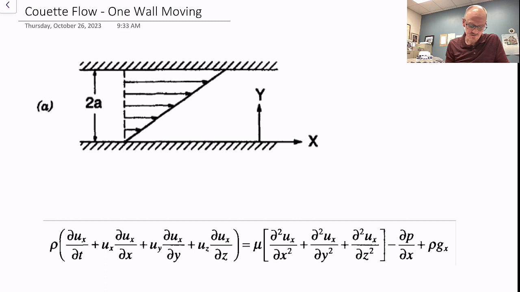Hello. You ready for an example problem? Couette flow with one wall moving? Let's dive in here. This is the situation.